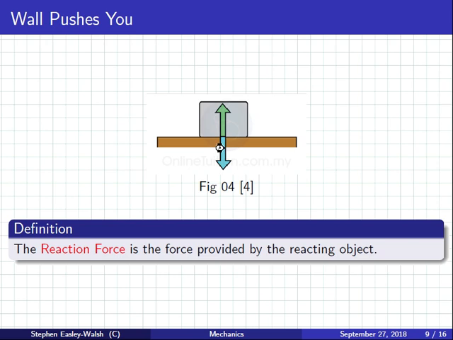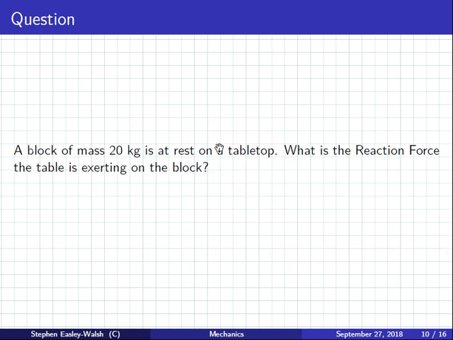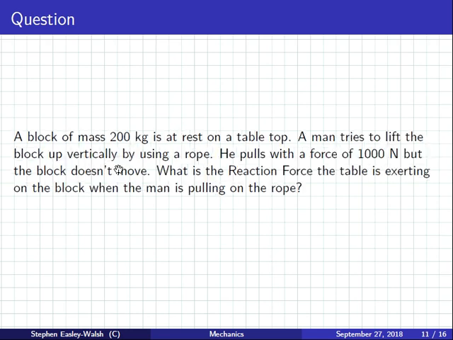So let's have a look at some examples. Here's a short, small one for you to do. You have 20 kilograms on a table. What is the reaction force? I want you to calculate that. 196.2, so 196 newtons. Okay, that's fine.